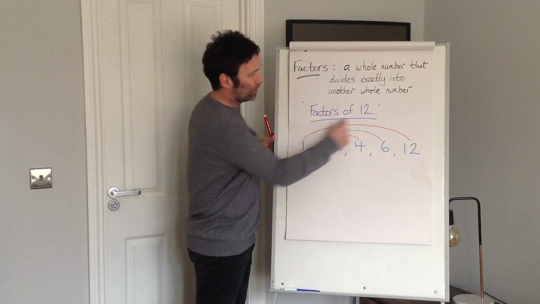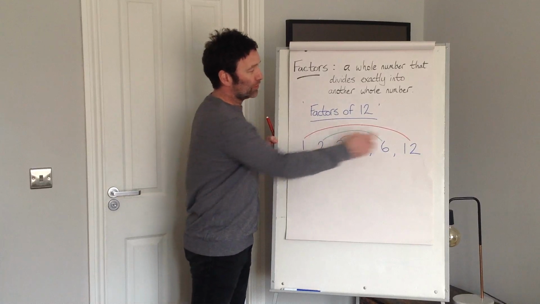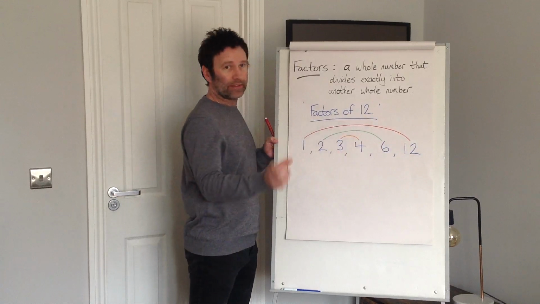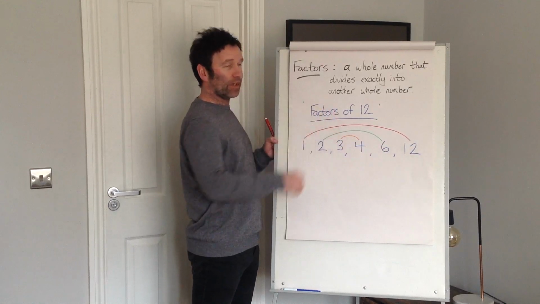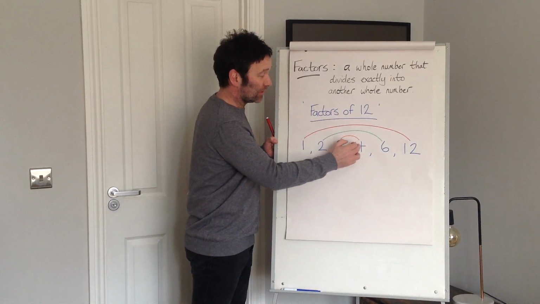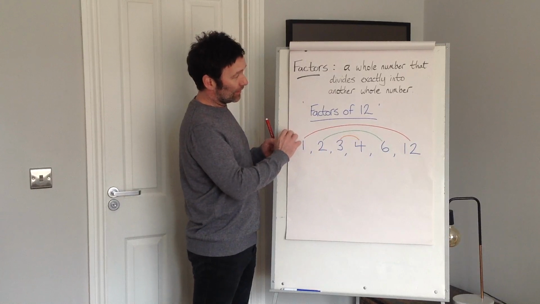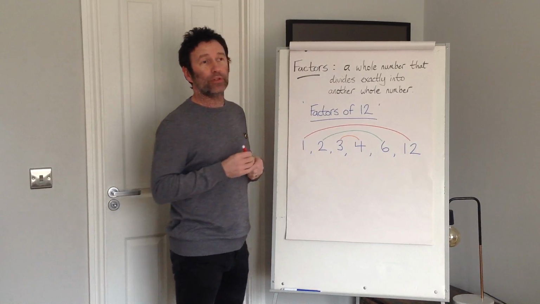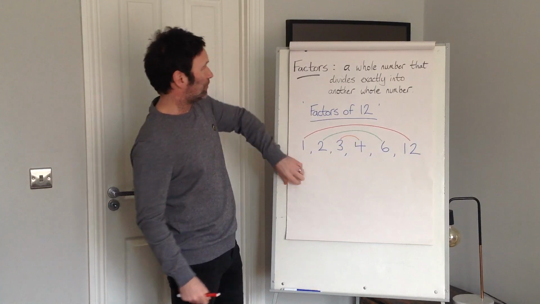Now, I have paired these because there is a link to times tables again. 1 times 12 is 12. That's a pair of factors. 2 times 6 is 12, another pair of factors, and 3 times 4 is 12. So you've got your third pair of factors. And interestingly, what we're going to go on and do is linked to that idea that most of these come in pairs.